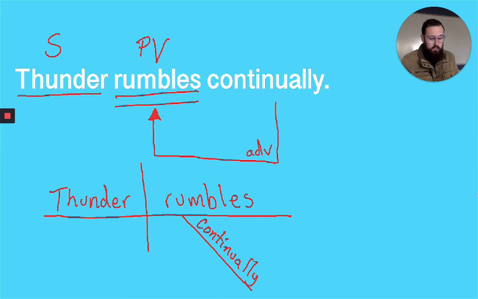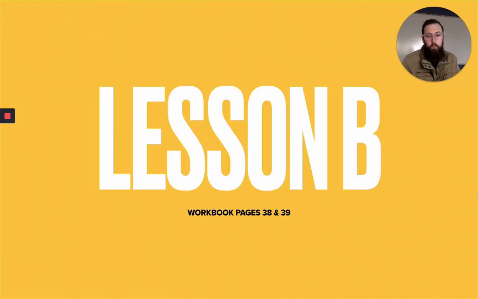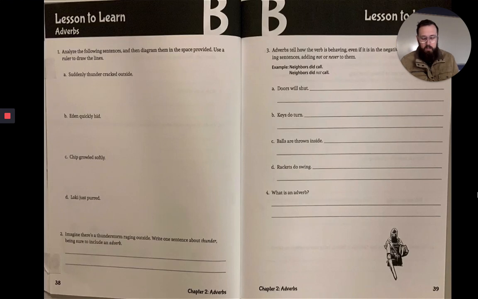Let's go ahead and look at our workbook pages. In your text, it'll be on pages 38 and 39. We're looking at Lesson B today. So in Lesson B, analyze the following sentences and then diagram them in the space provided. Remember to use a ruler to draw the line. The straighter your line, the easier it is for you to diagram your sentence. And doing that now will help you later down the road when we're analyzing larger sentences.